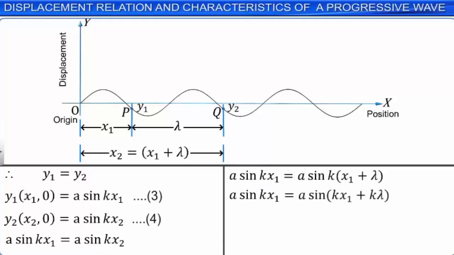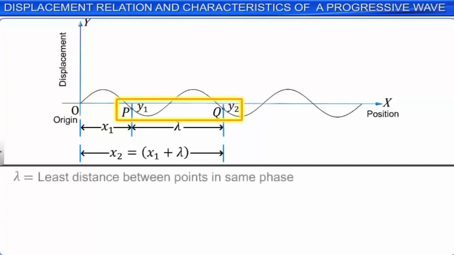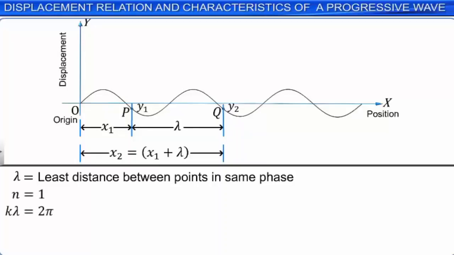We have defined lambda as the least distance between 2 points in the same phase. Therefore, for the least value of n, that is 1, k lambda is equal to 2 pi. K is equal to 2 pi by lambda. Therefore, the propagation constant or the angular wave number k is denoted by k is equal to 2 pi by lambda radians per meter. The SI unit of angular wave number k is radians per meter. As radians are only a number, usually units of k are written as the value per meter.